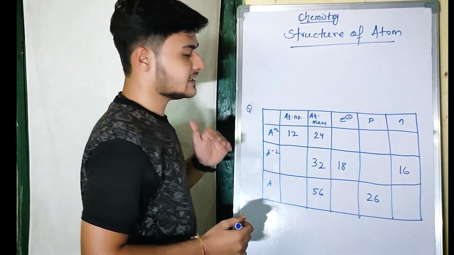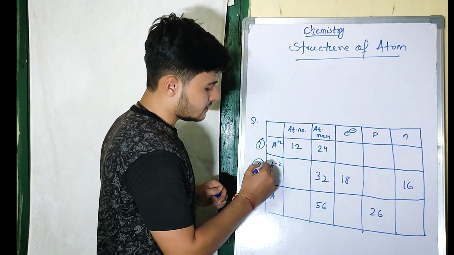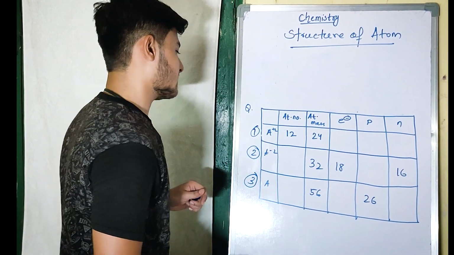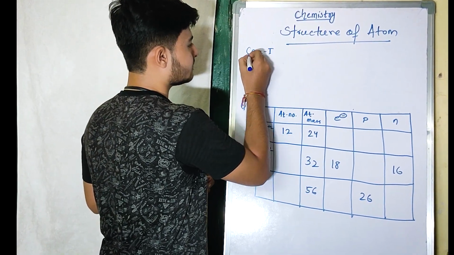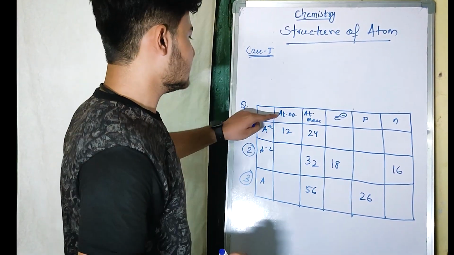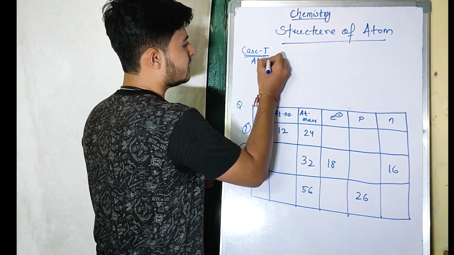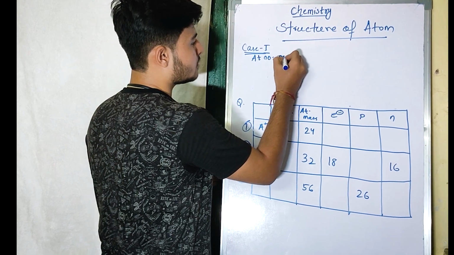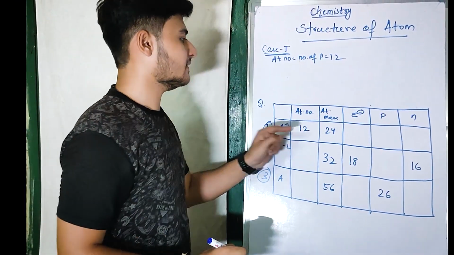Now we will solve it in three cases. It will be case 1, case 2, and case 3. So let's go with case 1. In case 1, the atomic number has been given as 12. The atomic number can be taken as equal to the number of protons. So we have the number of protons to be 12.